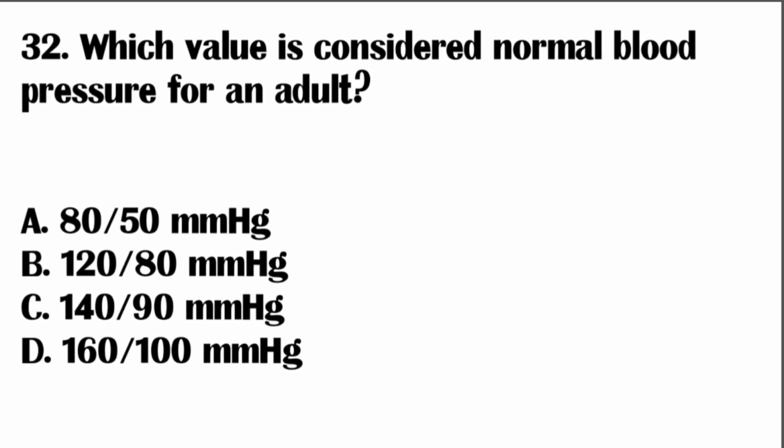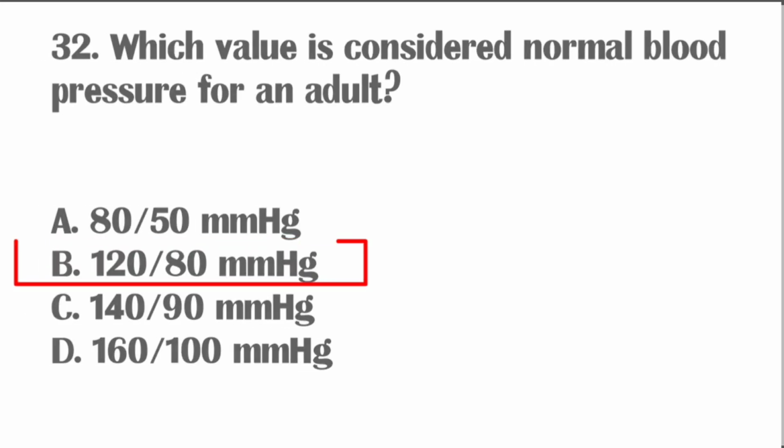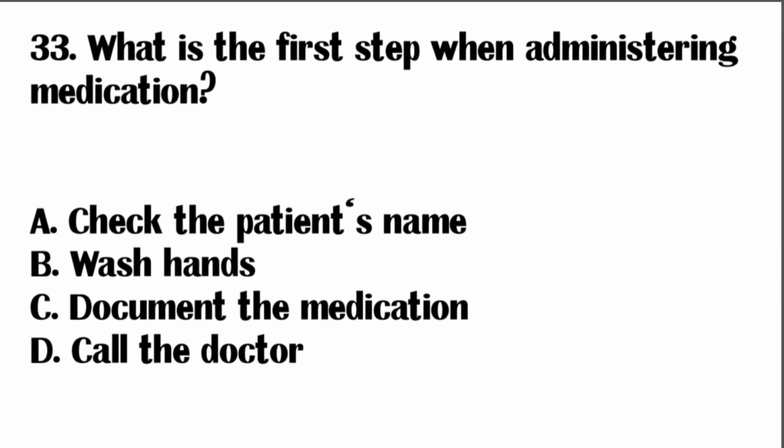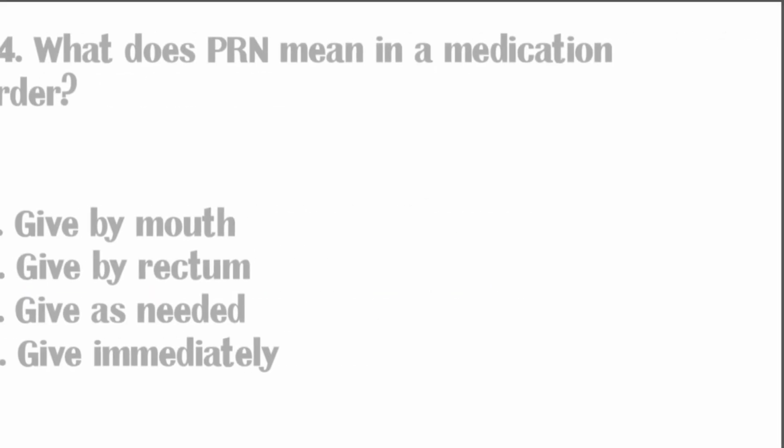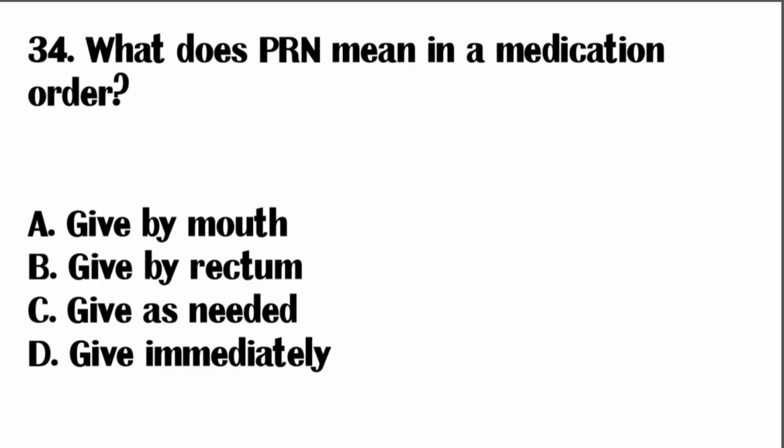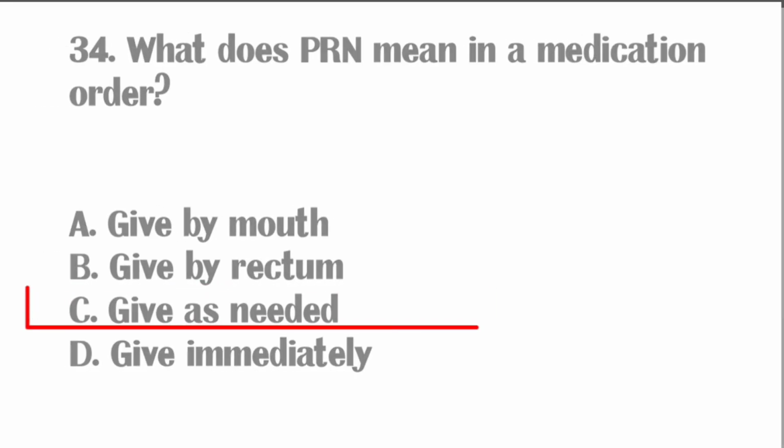Next question: which value is considered normal blood pressure for an adult? Correct answer: 120 by 80 mmHg. Next question: what is the first step when administering medication? Correct answer: wash hands. Next question: what does PRN mean in a medication order? Correct answer: give as needed.